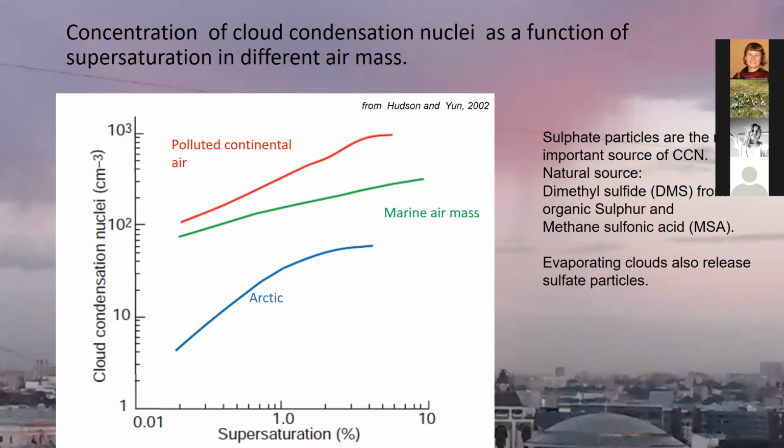What is important for us, speaking about aerosol and cloud interaction, is that at the same supersaturation region, in different air masses, we have quite different numbers of cloud condensation nuclei. For example, this is a logarithmic change from thousands to tens of cloud condensation nuclei. And the most effective cloud condensation nuclei are the soluble part, and especially sulfate aerosol. From natural sources, this is dimethyl sulfide, for example, and the organic sulfur and methane sulfonic acid, which is noted by MSA.